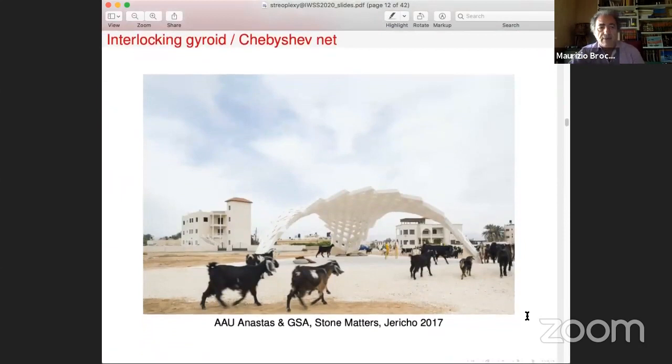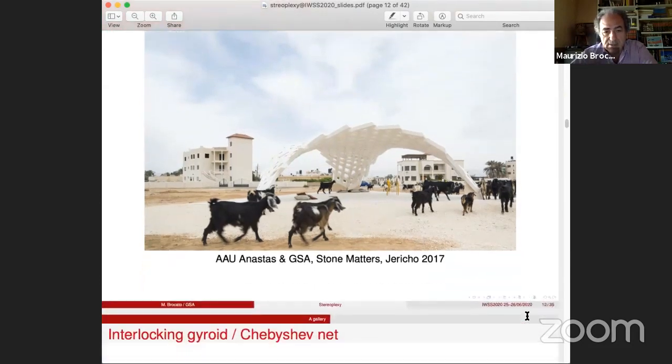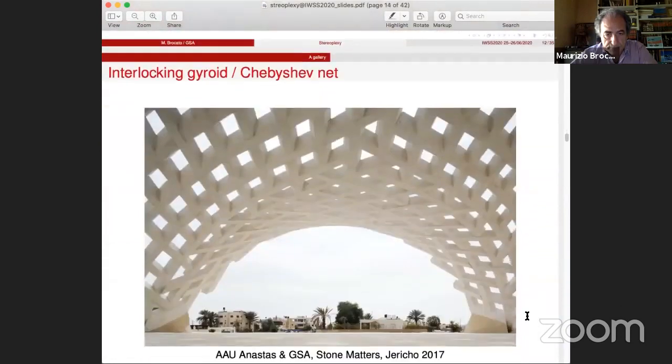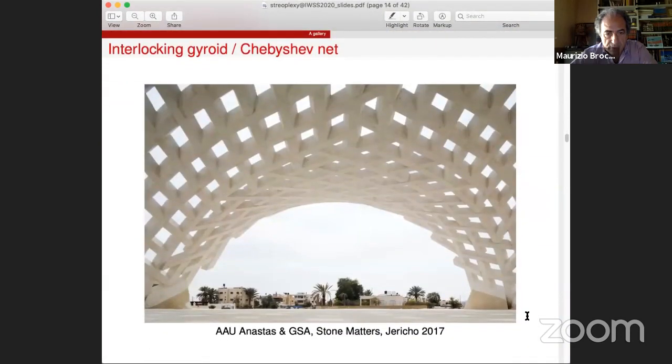And now another dome. This time it is a gyroid shape, and the interlocking is made by following a Chebyshev net on the wall. This is on the dome. Sorry, this is a 9 meter span. It was built in Jericho in Palestine. Here are some details, and this is from below.